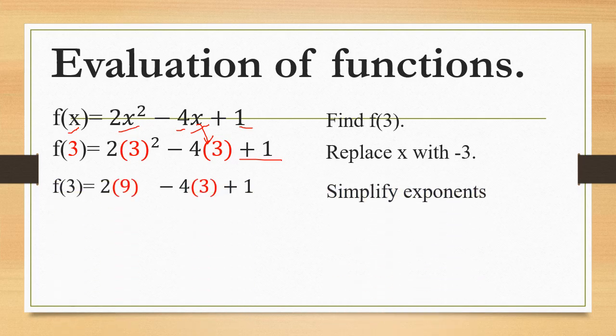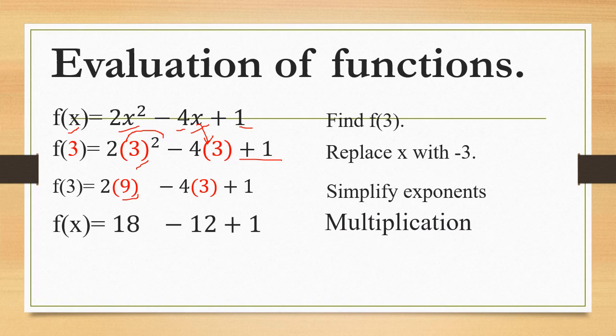Then, we have now an exponent here. 3 squared. So, sa PEMDAS, unahin muna natin siya. So, 3 squared, meaning 3 times 3, we will have 9. So, 3 squared becomes 9. Minus copy, bring down, plus 1, bring down. Okay? The next step, sa PEMDAS, we can now proceed with multiplication or division. So, multiply natin to. 2 times 9, 18. Negative 4 times 3, negative 12. Then, simply bring down plus 1.